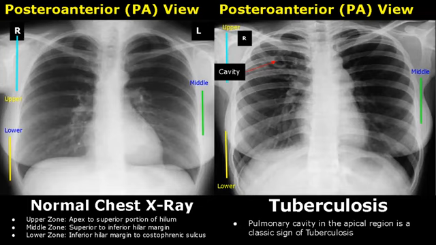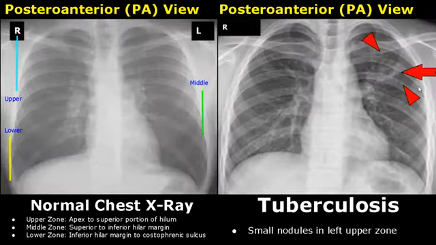A pulmonary cavity in the apical region is a classic sign of tuberculosis. Cavity will appear usually as a round structure with radio-opaque border. That is a bright border with a radiolucent center, that is a dark center.